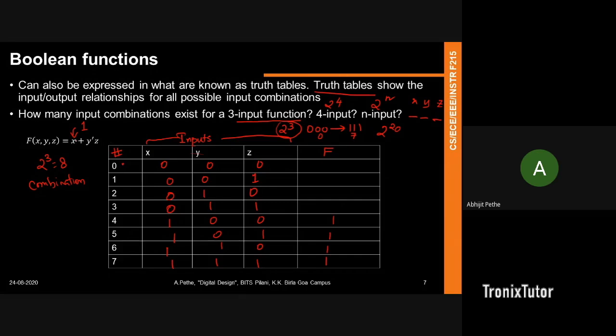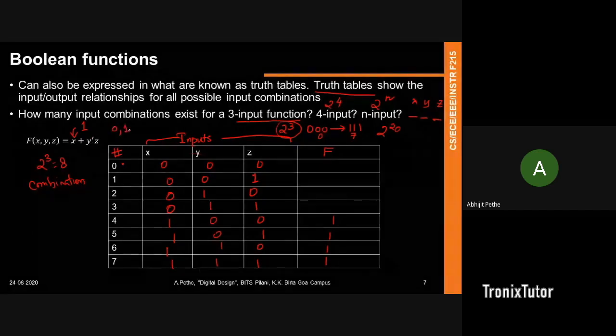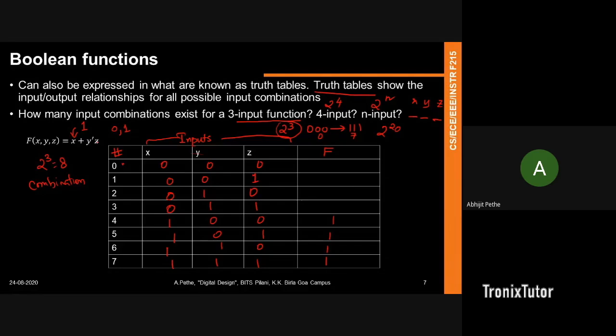Now when x is 0, when does the function have a value 1? So the function will have a value 1 only when y is 0 and z is 1. So only when y is 0 and z is 1 will this function have a value 1. For all other values or input combinations, this function will have the value 0. And so this is the truth table of this function. So I could have given you either this expression, or I could have given you this truth table. It means the same.